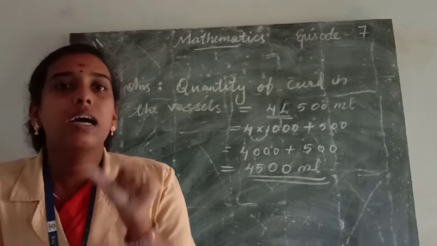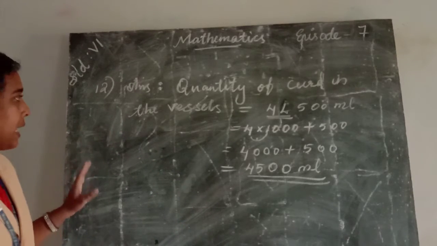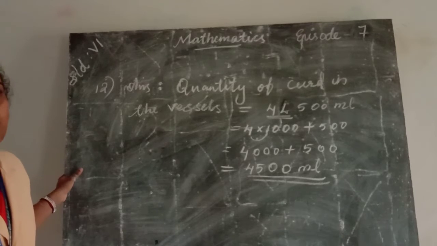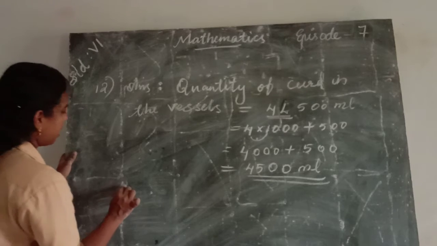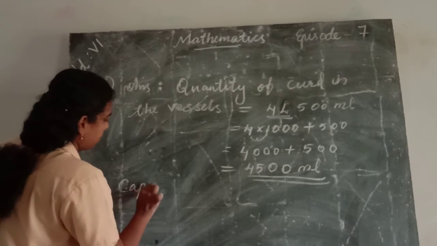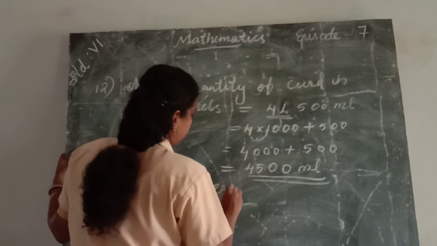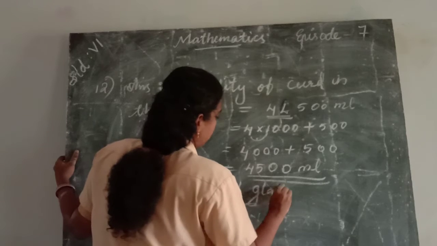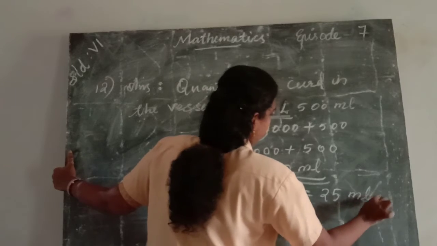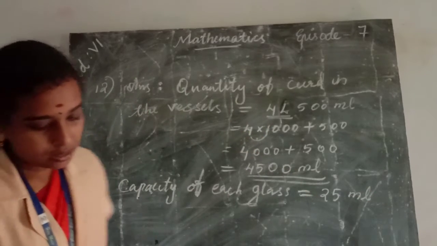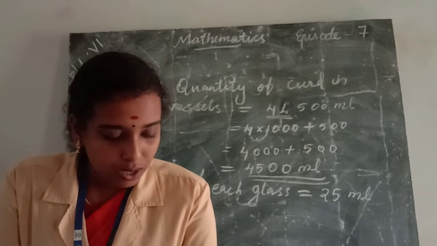And the next step is, here also given capacity of each glass, each of 25 milliliter capacity. 25 milliliter is the capacity of one glass or capacity of each glass. So the next step is capacity of each glass is equal to 25 milliliter.